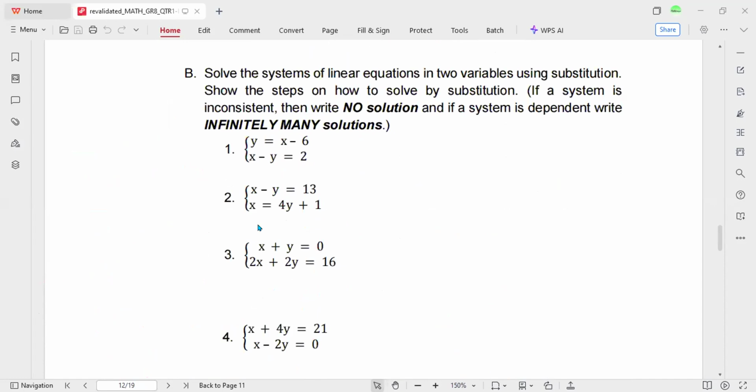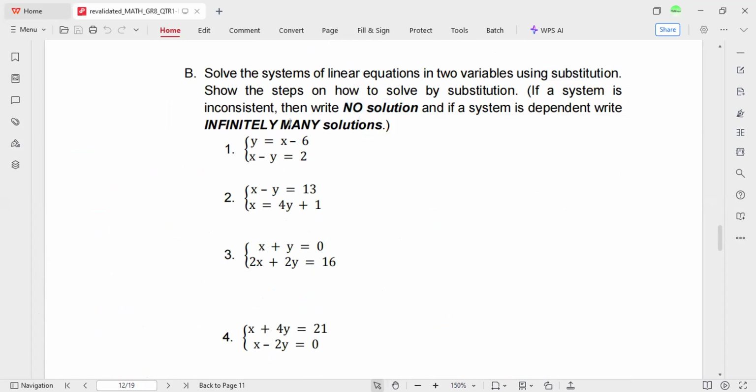Next, solve the system of linear equations in two variables using substitution. Show the steps on how to solve by substitution. If a system is inconsistent, then write no solution. And if a system is dependent, write infinitely many solutions.